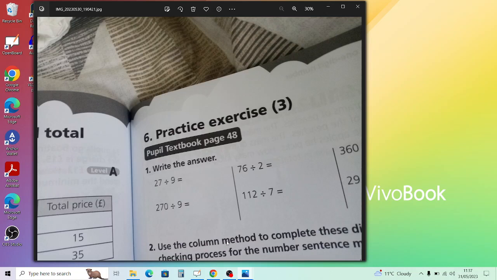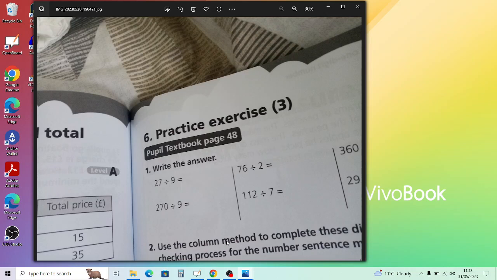Write the checking process in the column method. Number sentences. I mean, you can just do the bus stop method and write the answer, and there might be remainders in there as well. Number 3, fill in the missing numbers. If the quotient of the number sentence is 479, a 0 in the middle can be written. So we've done this before. So the number in the middle could be a 0, it could be 1, it could be 2, it could even be 3, because all of those will be carried over.